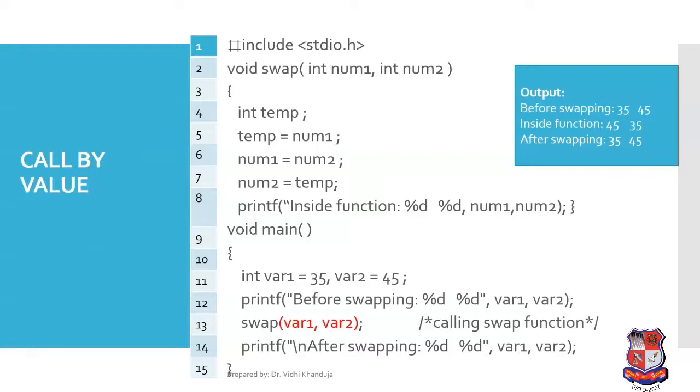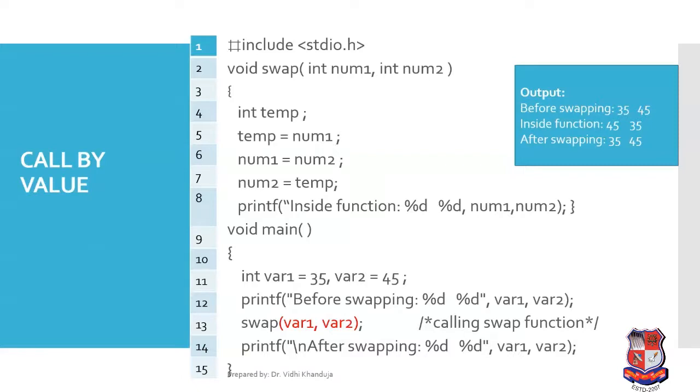Now, in the main, we have declared two variables, var1 and var2. Var1 is given a value 35, var2 is assigned a value 45. Now we are displaying these values, and then we are calling the function swap. What are we passing? We are passing the variable names, var1 and var2. Whenever we write the variable name, it signifies the value. That means 35 and 45 are being passed here.